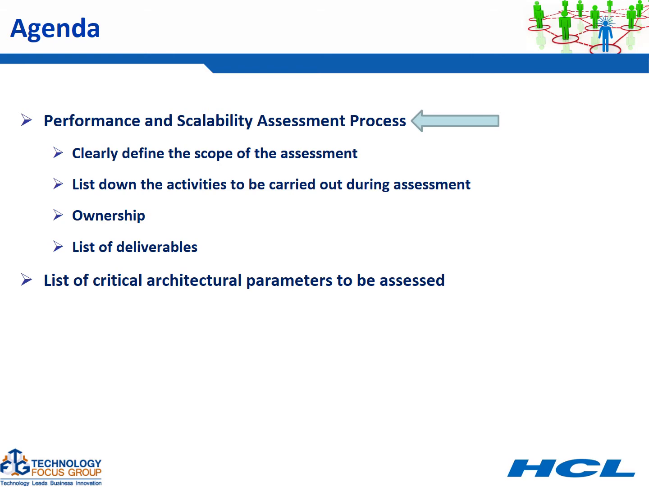So, we'll talk about the scope of the assessment, and then we will list down the activities which need to be carried out during such an assessment. Then we'll talk about the ownership of different activities and the list of deliverables which you will be delivering after the assessment. And then we will also talk about some of the critical architecture parameters which should be assessed as a part of this process of assessment of architecture for performance and scalability.